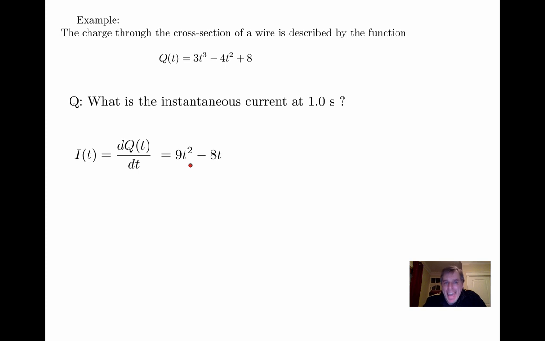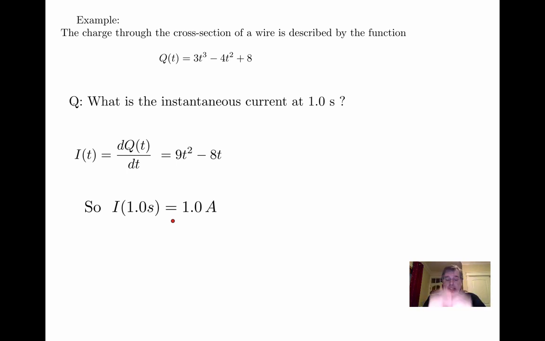This gives the current at any time. But that's not what we were asked. We wanted the instantaneous current at 1 second. So then it's easy. You want the current at 1 second? Just plug in t equals 1 second in that equation. You get 9 times 1 squared minus 8 times 1. It gives 1, or with two sig figs, 1.0 amp. This is the current at 1 second. So that's how you find the instantaneous current at any given time.